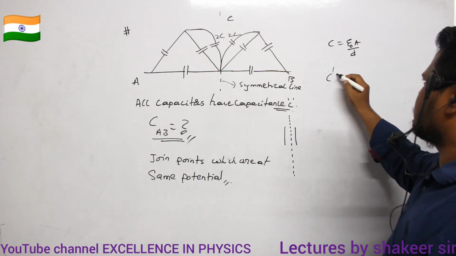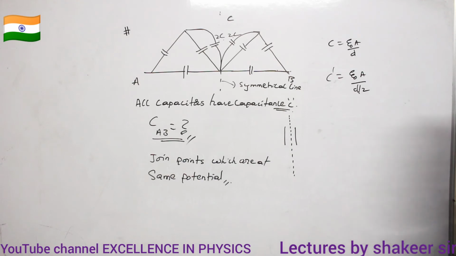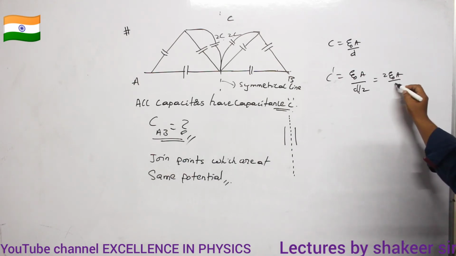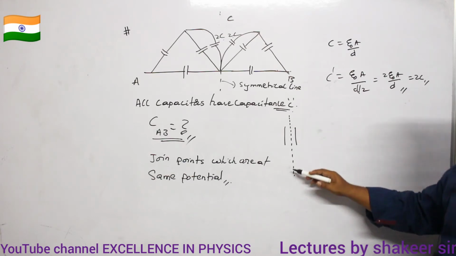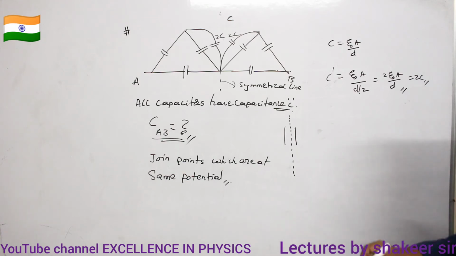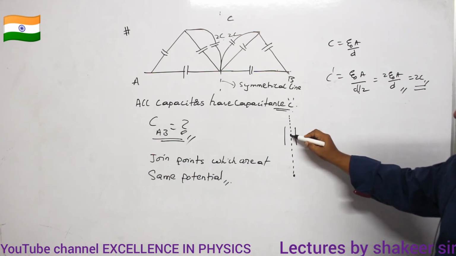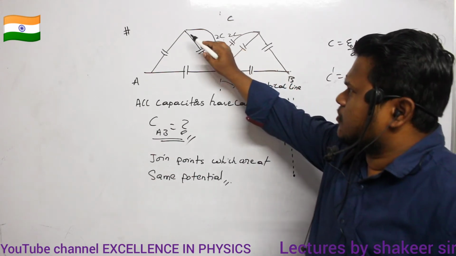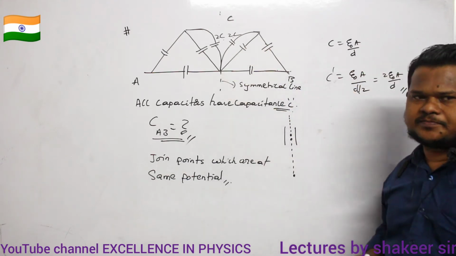So the new capacitance C dash will be epsilon naught A divided by d by 2. If it is epsilon naught A divided by d by 2, then it is 2 epsilon naught A divided by d. So this is equal to 2C. So one capacitor has been converted into two capacitors, each of capacitance 2C. Clear? And all these points are at the same potential. So you join this point and this point. Similarly, you join this point and this point. So from here I am joining one capacitor, and from here again I am joining another capacitor. Okay?